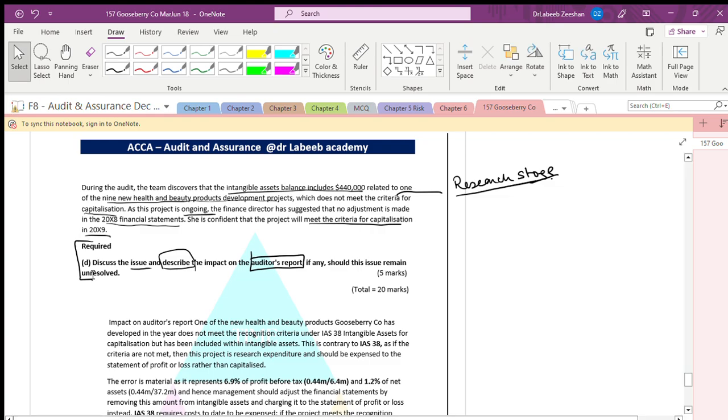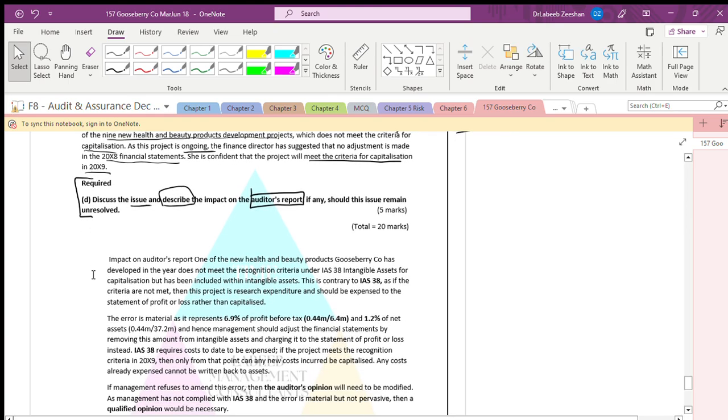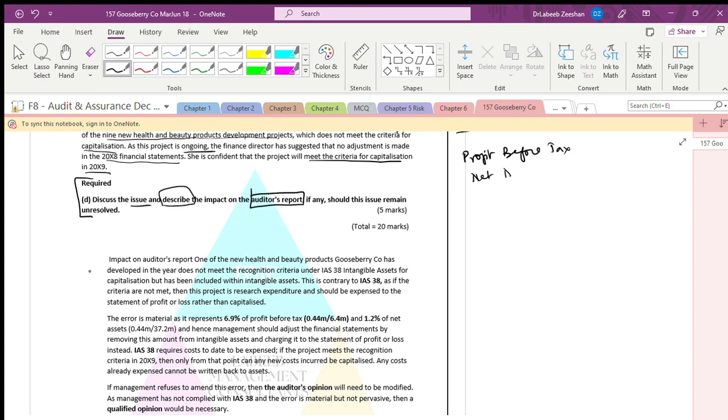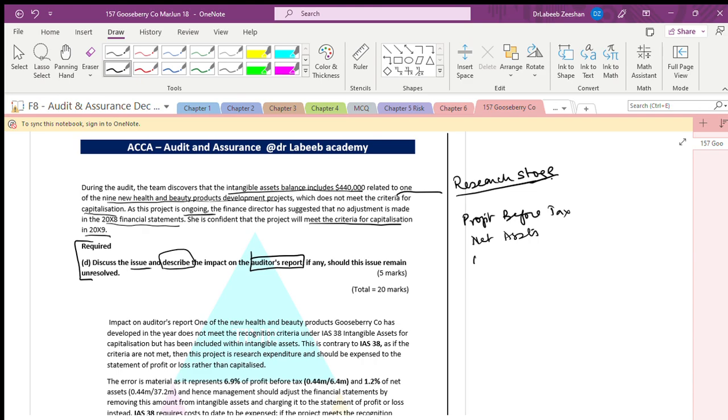What it says means what we have to do when we are doing the things. They have given us profit before tax. They have given us the value of net assets, and they gave the value of the intangible assets. Intangible assets is how much? 0.44 million. Okay. In the profit before tax, how much did they give you in the scenario in the beginning?